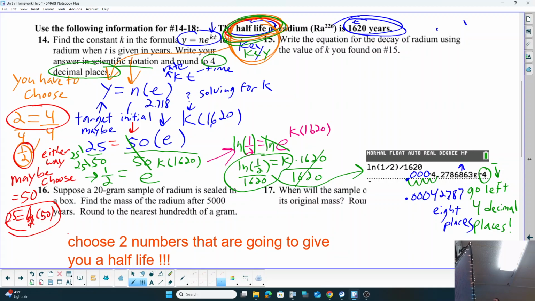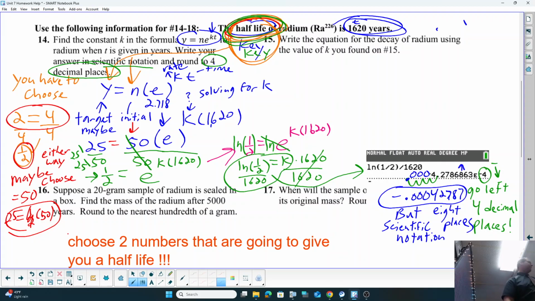So cool. It does say do scientific notation though. So what would scientific notation look like? It's negative. So that's our answer. But it does say scientific notation. And so that would be an acceptable answer.